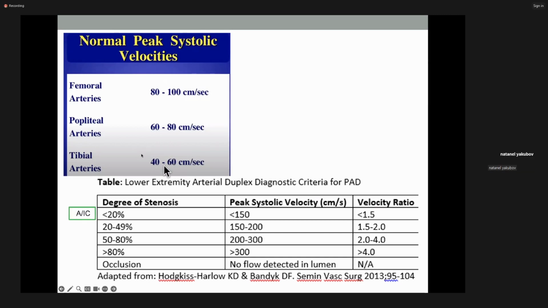So as long as the chart says those numbers on the bottom chart, just follow those numbers, regardless of what the normal value is.